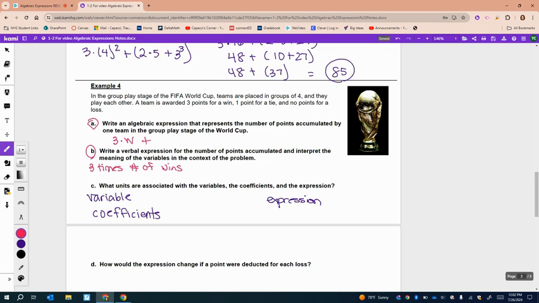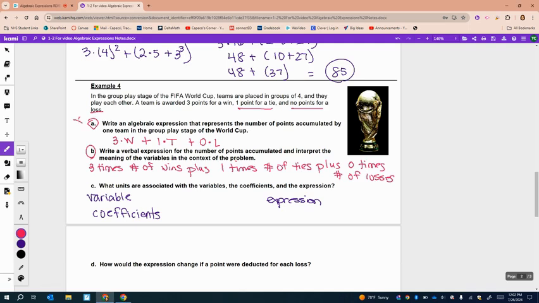Plus, now how many points did they get for a tie? We get 1 point for a tie. So 1 times the number of ties. We're going to say plus 1 times the number of ties. And then what happens for the loss? In this case, they just don't receive any. So plus 0 points times the loss. Okay, so we're going to finish that off. Plus 0 times the number of losses.